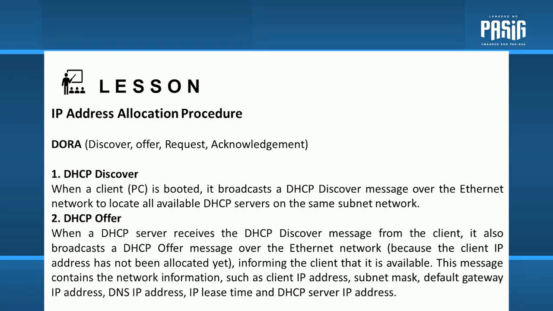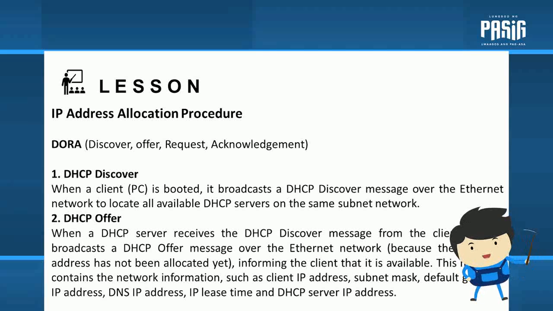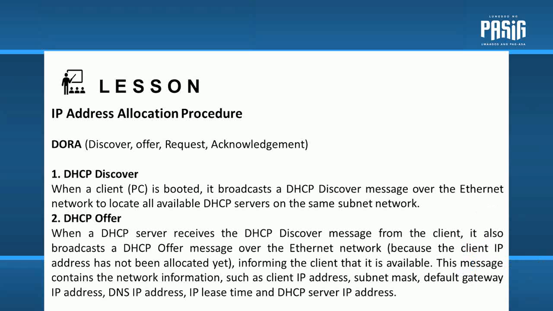What is DHCP offer? When a DHCP server receives the DHCP discover message from the client, it also broadcasts a DHCP offer message over the Ethernet network, informing the client that it is available. This message contains the network information such as client IP address, subnet mask, default gateway IP address, DNS IP address, IP lease time and DHCP server IP address.